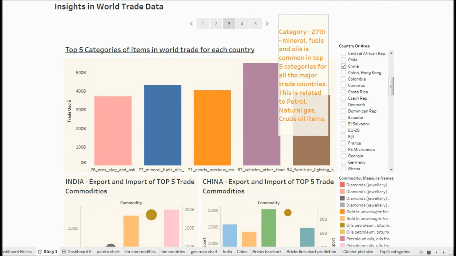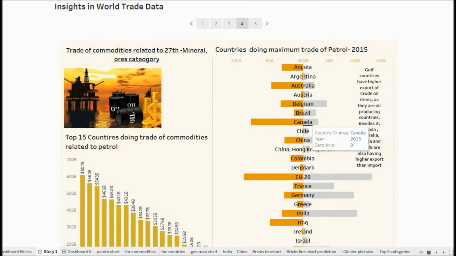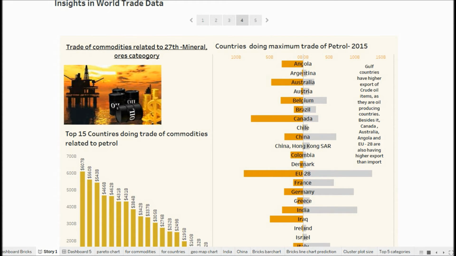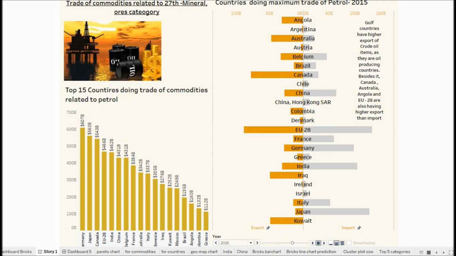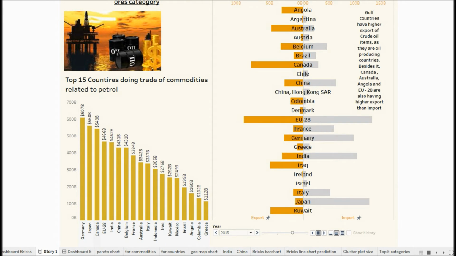So let's concentrate on our mineral oil fuel category in the next dashboard. In this one, we have seen that this 27th mineral oil ores category is most important, being common in most of the important countries. And we have tried to find out some more insights for this category of item. The top 15 countries doing trade of commodities related to petrol are these: Germany, Japan, Canada, European Union, India, and followed by these countries. So these are the top 15 countries that are doing trade. As you can see, Germany is doing $607 billion of trade for only this commodity, including import and export.